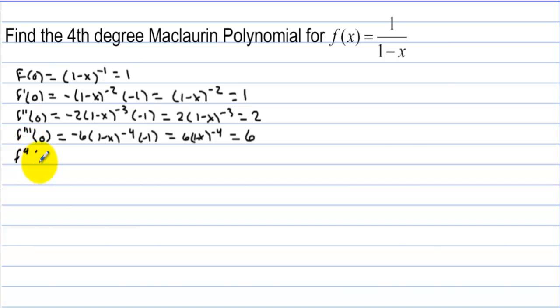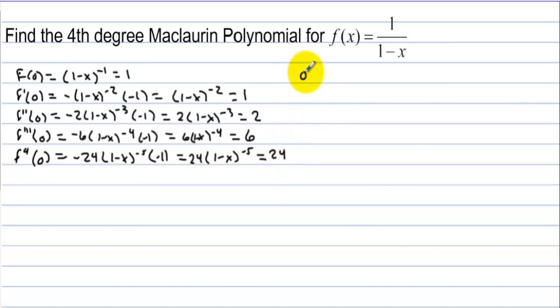And then finally, the fourth derivative is equal to negative 24 times 1 minus x to the negative 5th, but then times negative 1. And that's going to be 24. Whoops, I wrote 25. Let's try that again. 24 times 1 minus x to the negative 5. And then when we plug 0 in, we're going to get 24.